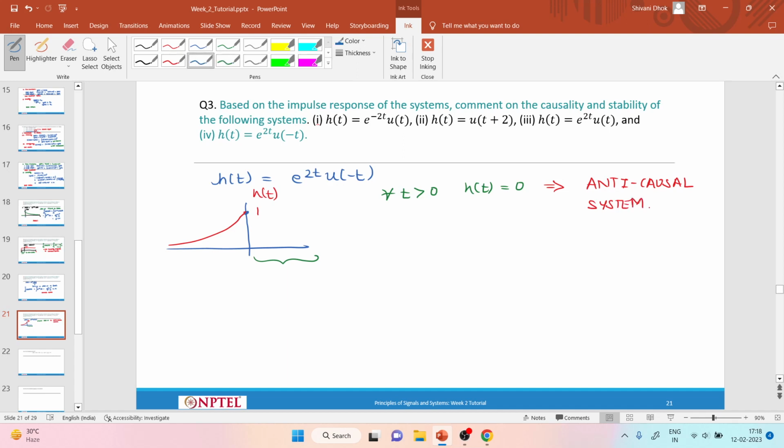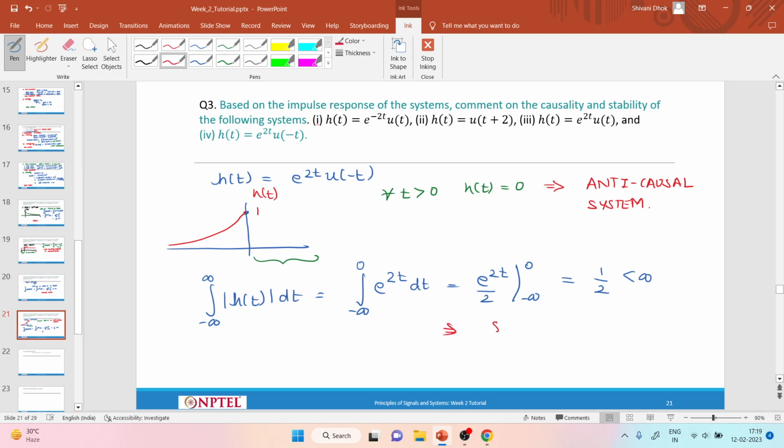And now let us look if it is stable. So we'll look at minus infinity to infinity, absolute value of h of t dt. Now this is ranging from minus infinity to 0, and in that it takes the value of e power 2t dt. So this is equal to e power 2t by 2 from minus infinity to 0, and this is equal to 1 by 2, which is less than infinity, which means that this is stable.